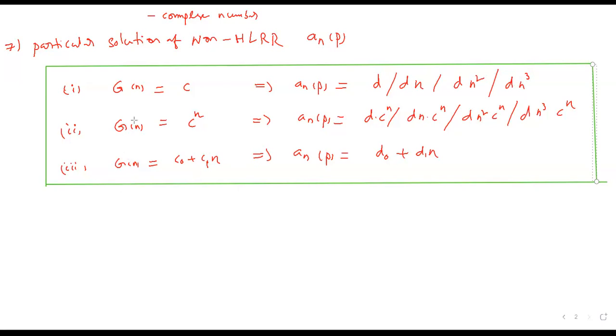What is the third case? Suppose Gn equals linear. Linear means c0 plus c1 into n. In this case, you can immediately take the particular solution an of p equals d0 plus d1 into n. These are the three cases.